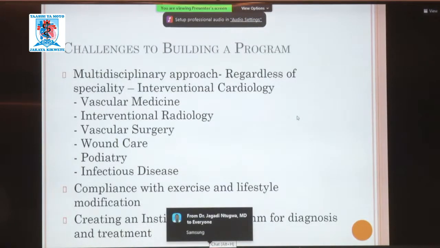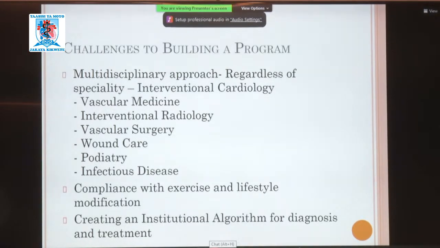So just challenges building a program. This has to be multidisciplinary. We sometimes joke around about the interventional radiologists want to do this, and the cardiologists want to do this, and the vascular surgeons want to do this. In essence, everyone has to work together to achieve a good result. You still need vascular surgeons to sometimes do bypass, amputations. You need your podiatry colleagues, you need wound care, you need infectious disease. You need a whole team-based approach to deal with these complicated patients. This is not a single-man sport or a single-woman sport. Everyone has to play together and create algorithms and use teamwork to help these patients out.